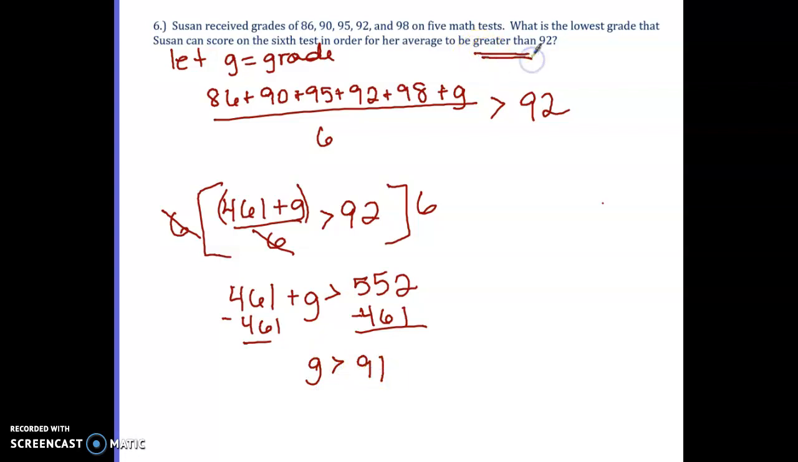So we want it to be greater than. It doesn't say greater than or equal to 92, so a score of 91 would get her to 92, so let's just say it's going to be 91.1 or anything higher, so it could be a 92, okay? So that's a little vague of an answer, but as long as it's greater than 91, okay?